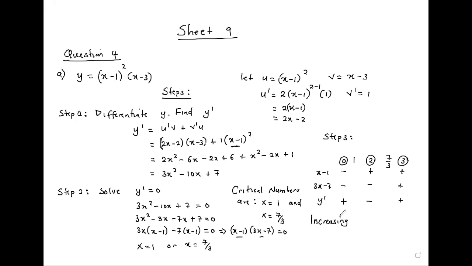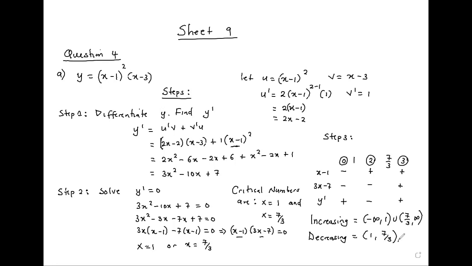So the function y is increasing from negative infinity all the way up to 1, union 7 over 3 all the way up to positive infinity. And where the derivative is negative, the function is decreasing. The decreasing interval is from 1 all the way up to 7 over 3.